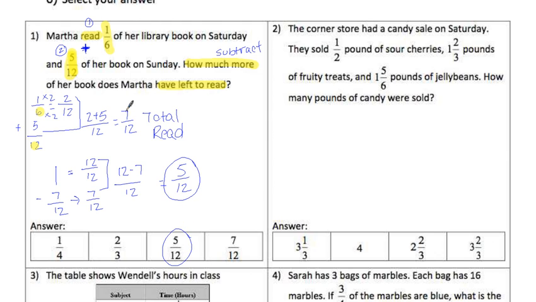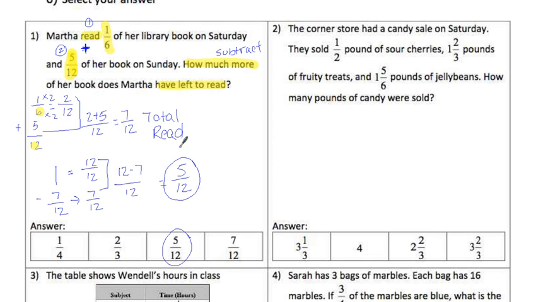You could also just look at this 7/12. If you don't want to do the subtraction, how much more do I need to add to 7 to get to 12? Well, I'd have to add 5 more to get there. So that's another option for you.